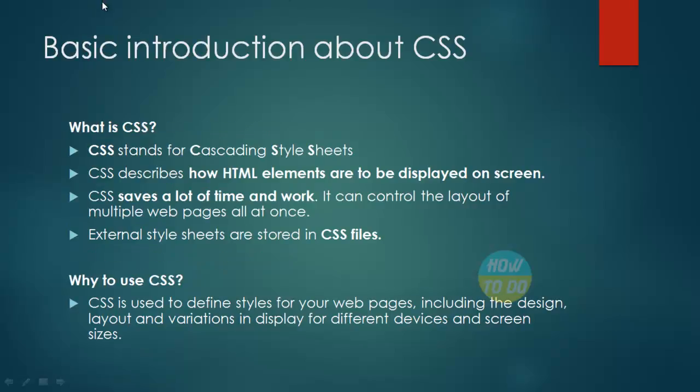What is CSS? CSS stands for Cascading Style Sheets. The abbreviation for CSS is Cascading Style Sheets. CSS describes how HTML elements are to be displayed on screen. CSS saves a lot of time and work. It can control the layout of multiple web pages all at once. External style sheets are stored in CSS files.